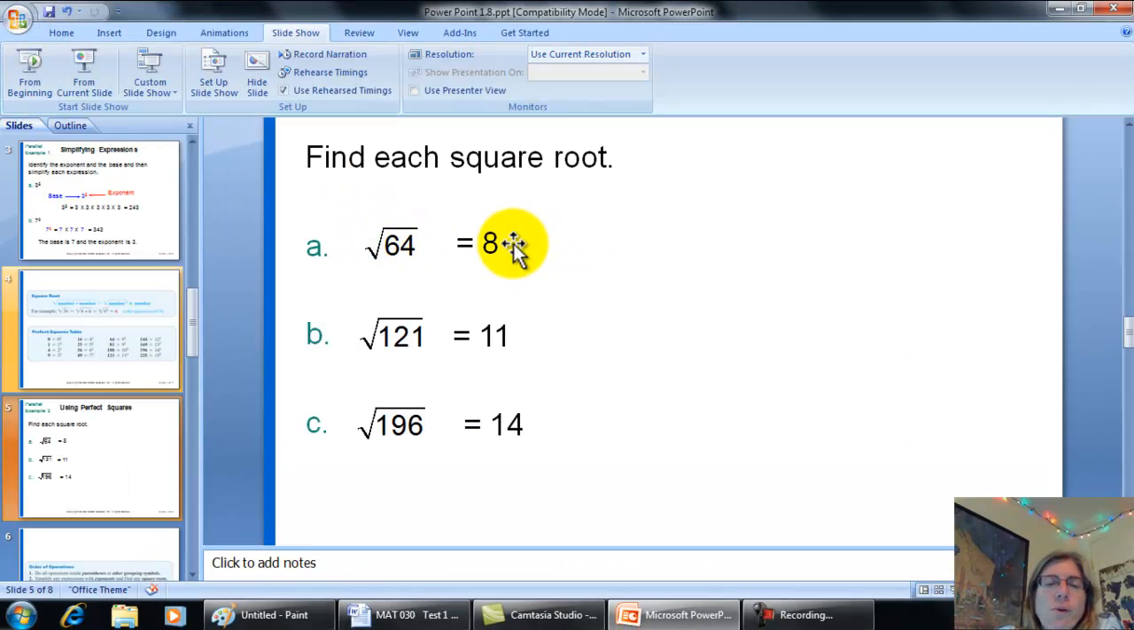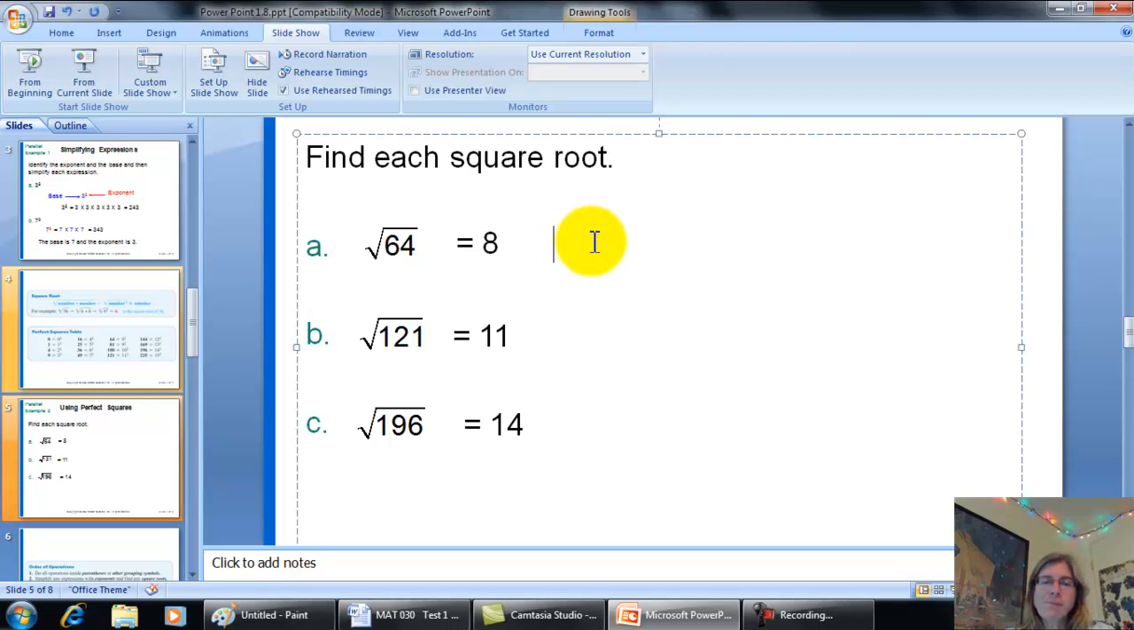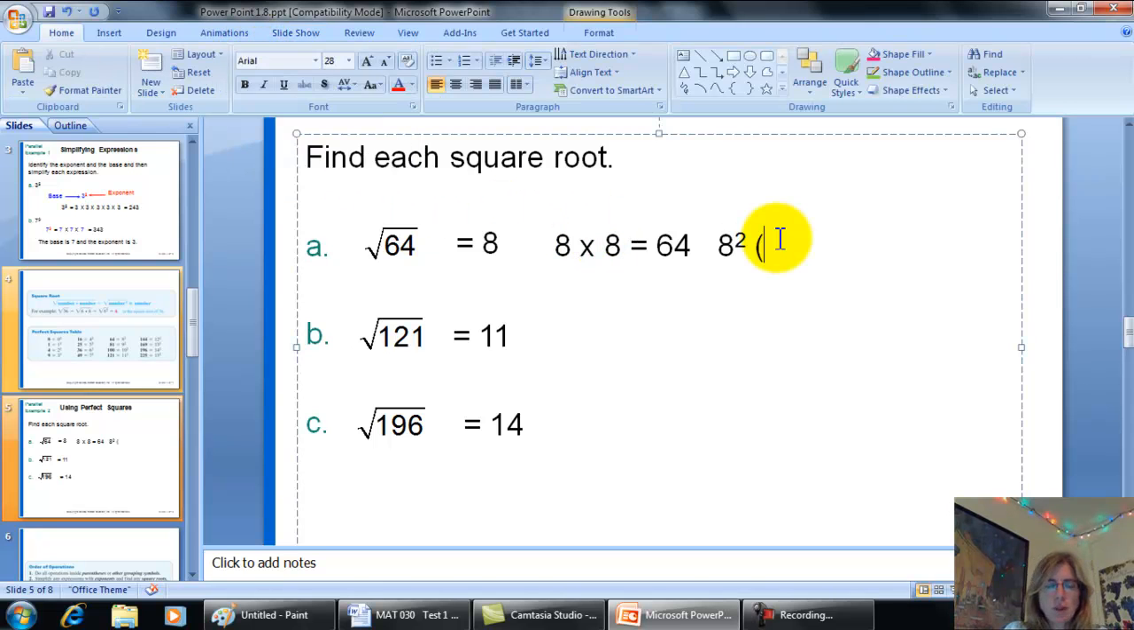Square root. Why is the square root of 64 8? Well, what that means is 8 times 8 equals 64. Or you can write 8 times 8 as 8 squared, which is kind of like the opposite of square root.